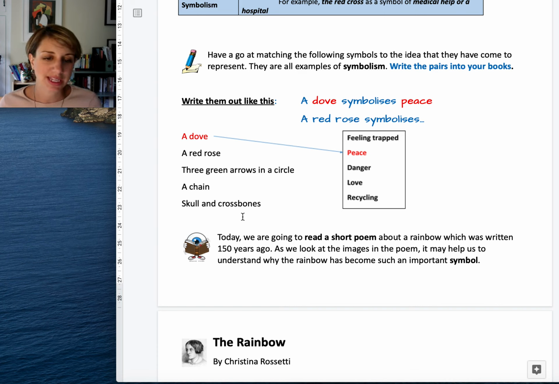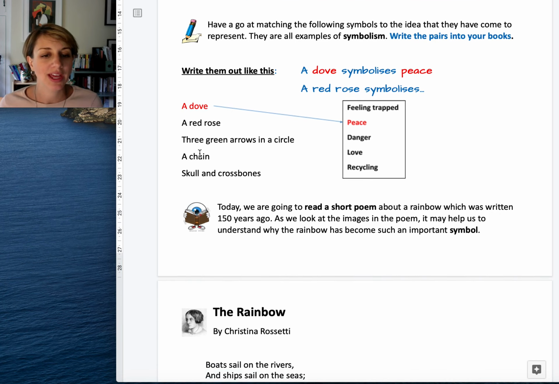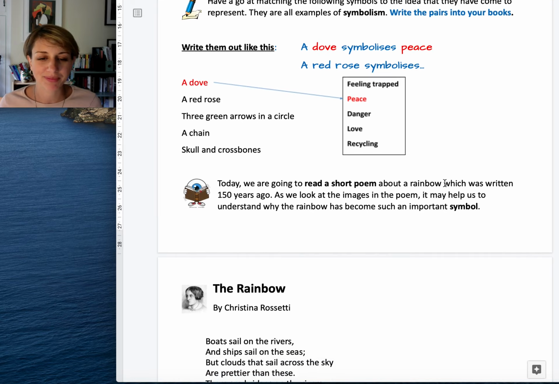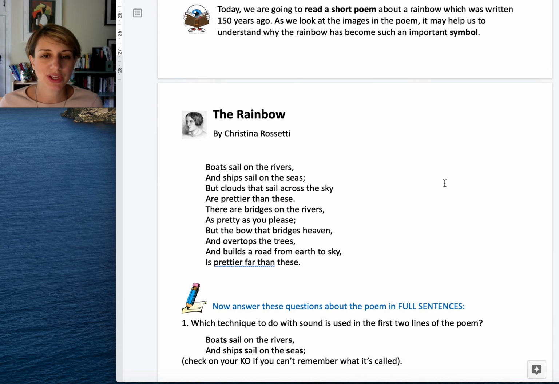So you can see the options there. You've got a dove, a red rose, 3 green arrows in a circle, a chain, a skull and crossbones, and then your choices are feeling trapped, danger, love, and recycling. Once you've done that, we're going to read a really short poem together.